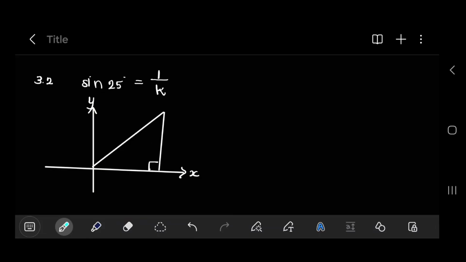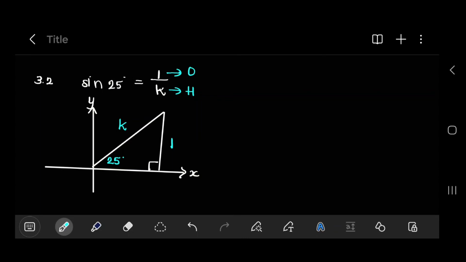It's a right angle triangle. Here we have 25 degrees, and in terms of that, we're going to fill in what we have for our fraction. So remember, sine is opposite over hypotenuse. So here, your numerator is 1. So that is the opposite side. And the denominator represents the hypotenuse. So the hypotenuse is k.